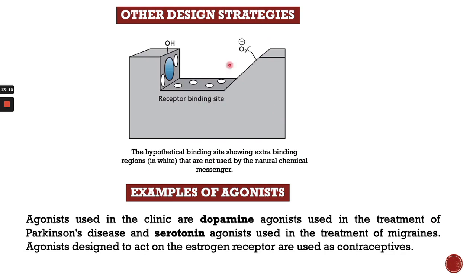Other design strategies are also possible. For example, there are some extra binding regions in the binding site which are not used by the natural chemical messenger. So the drug can be designed in this way also, by seeing that there are other possible binding sites. The drug can bind with this binding site and act as an agonist or antagonist. Some agonists used in the clinic are dopamine agonists, used in the treatment of Parkinson's disease, and serotonin agonists, used in the treatment of migraine.